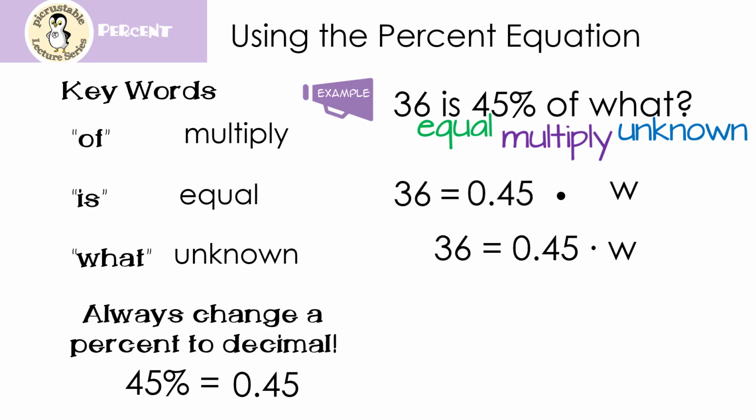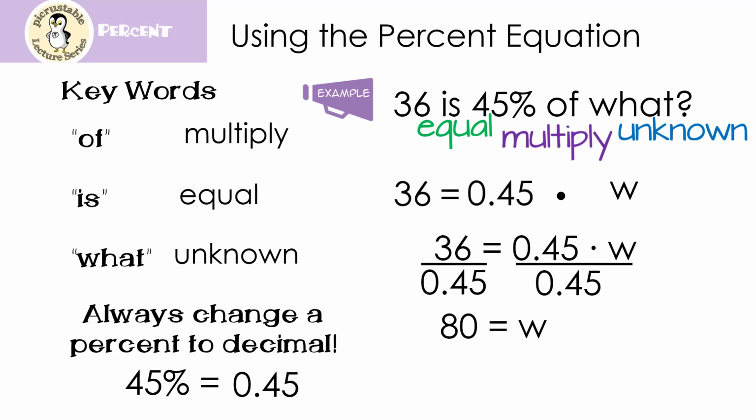Let's put it together. We need to get W by itself. I always think, what's the opposite of multiplying? Well, it's dividing. So I'm going to divide by 0.45. But in math, whatever we do to one side, we have to do to the other side. We need to keep things balanced. So it turns out that 80 equals W. 36 is 45% of 80.